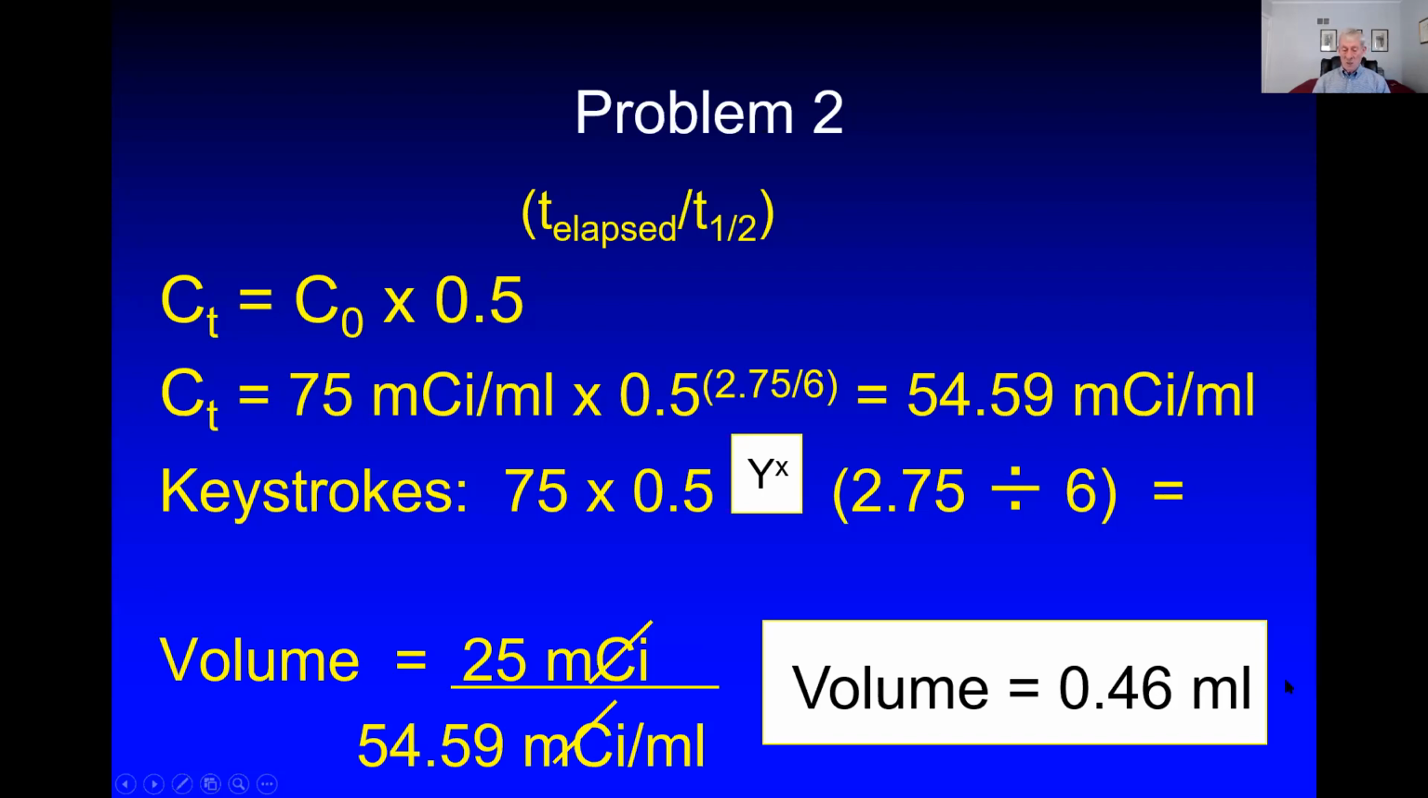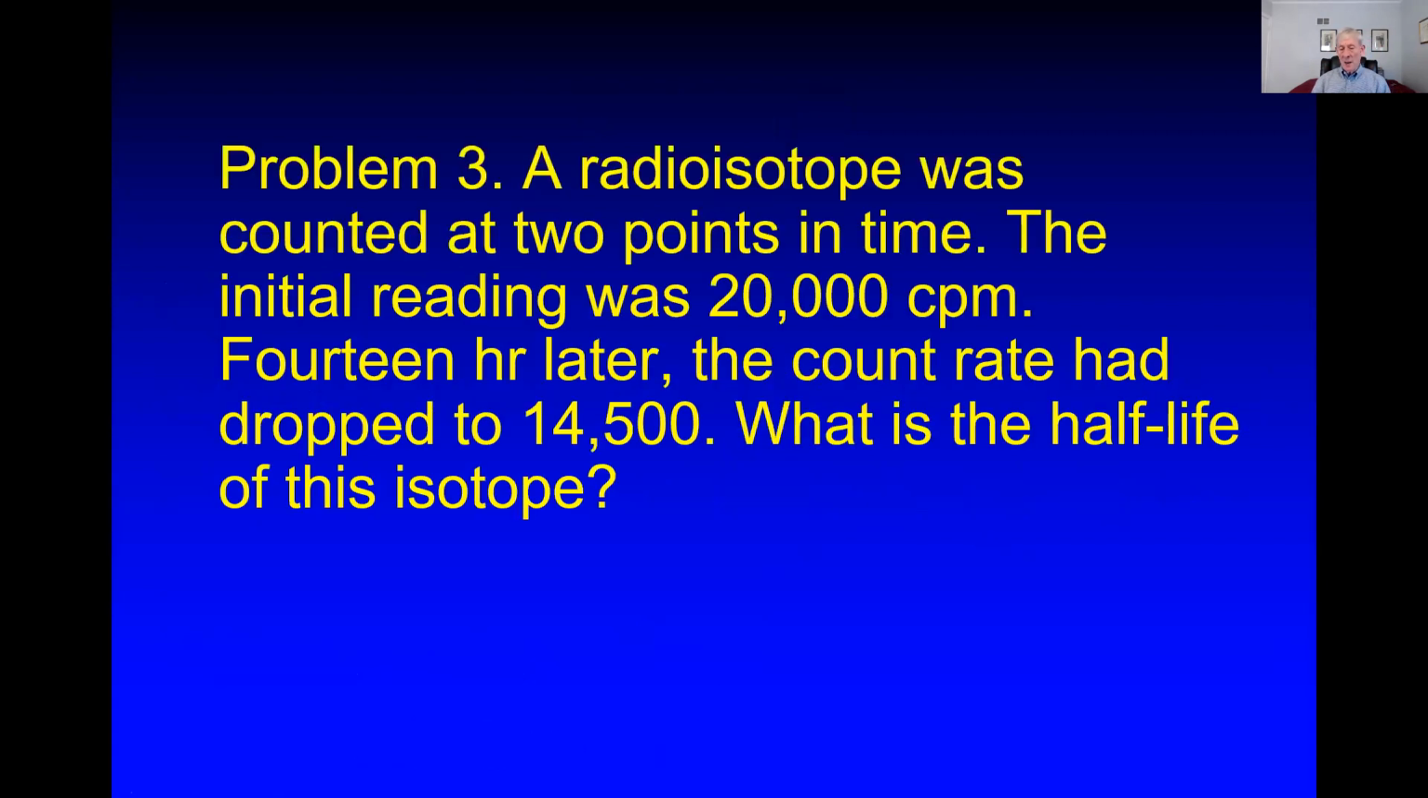That is, unfortunately for you, a two-part problem, but it's not really very hard. And I think these keystrokes make it much easier. Okay, anyone have any keystroke difficulties? Any questions? Okay, if not, let's take a look at this problem.